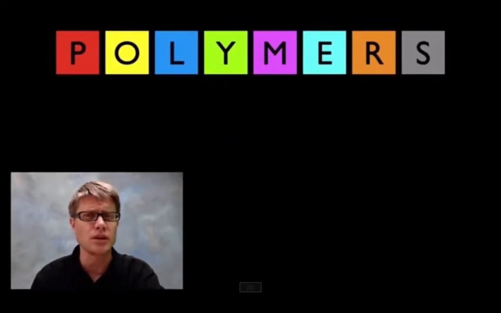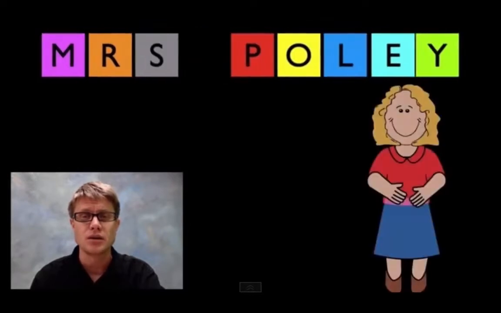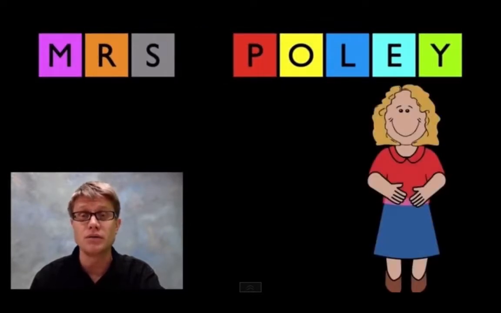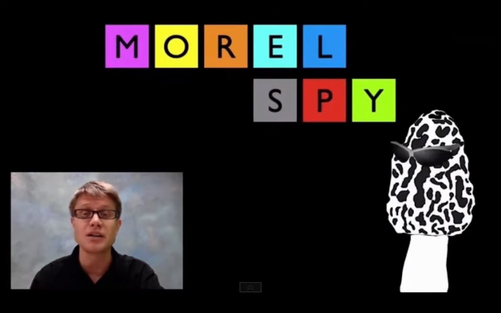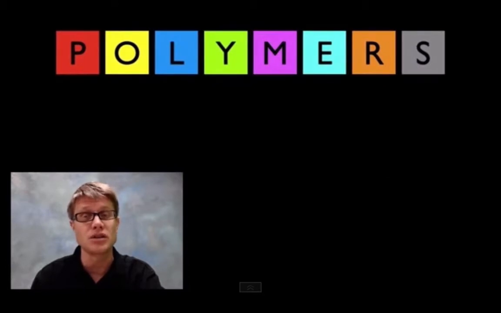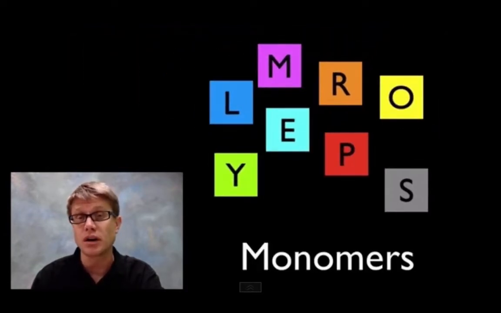In other words, I could rearrange the letters in polymers to make Mrs. Polly, or even a spry mole, or even a spine mushroom. And so basically, those letters can be arranged in different ways to make different words. Likewise, monomers can be arranged in different ways to make different polymers. And so the large molecule is a polymer, but those building blocks are called monomers.